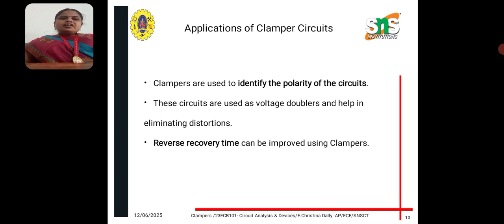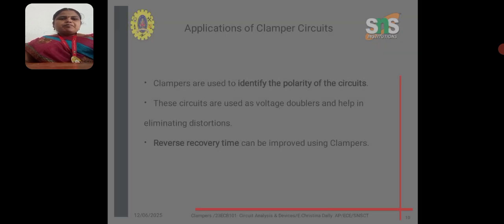Coming to the applications of clamper circuits: the first is that they are used to identify the polarity of the circuits, and these circuits are used as voltage doublers, and they help in eliminating distortions. The main thing is that the recovery time can be improved using clamper circuits.